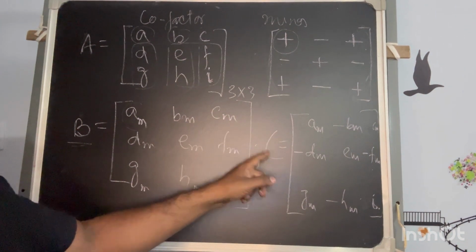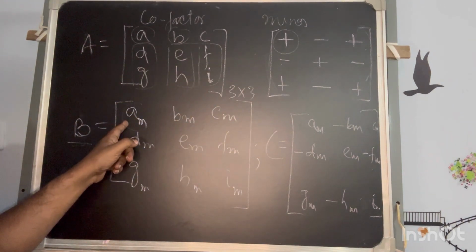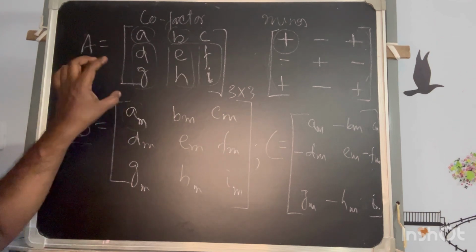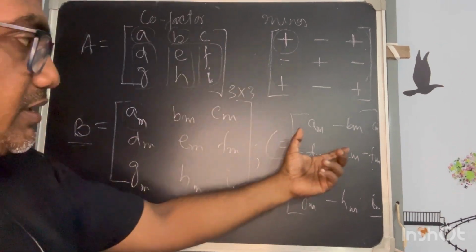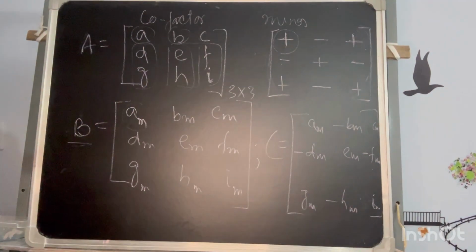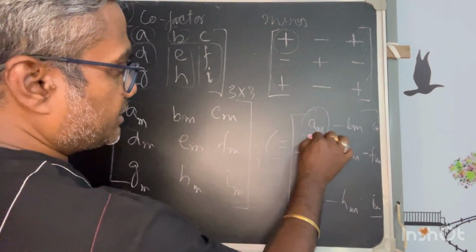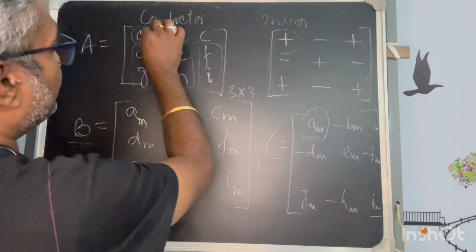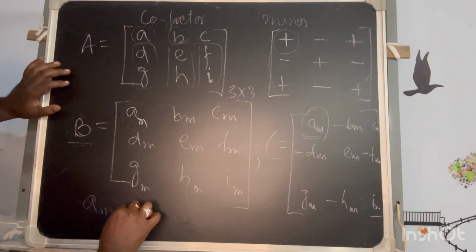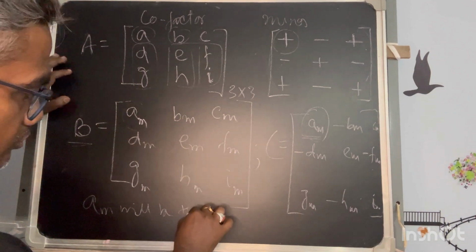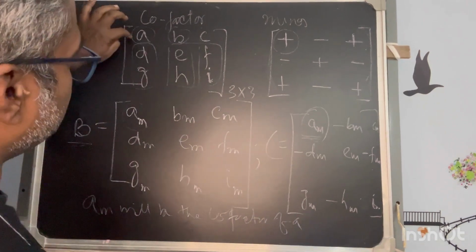This matrix is formed by the minors of the original matrix, multiplied by the position sign of the element in the original matrix. If I get such a matrix, then the respective term with the sign we will call the cofactor of the original element. So now AM will be the cofactor of AM, the original element.